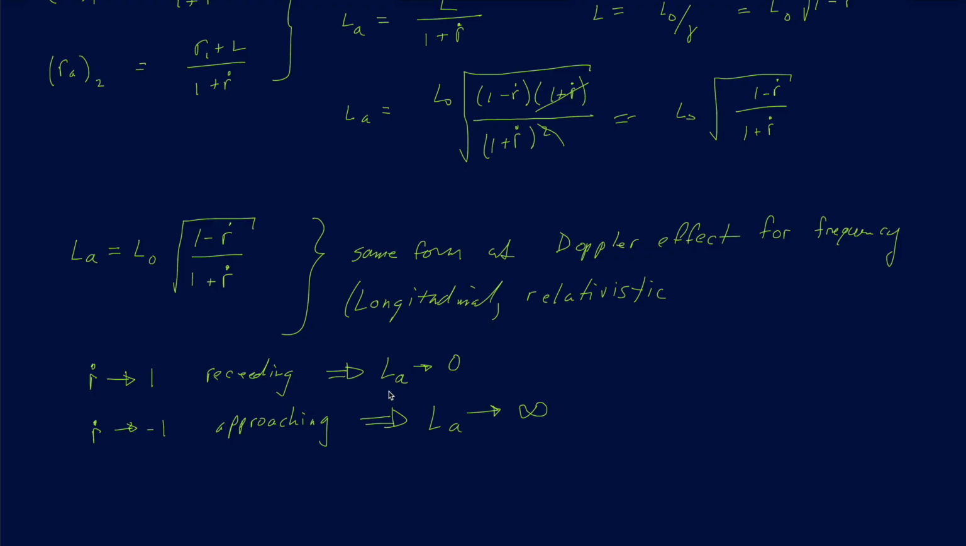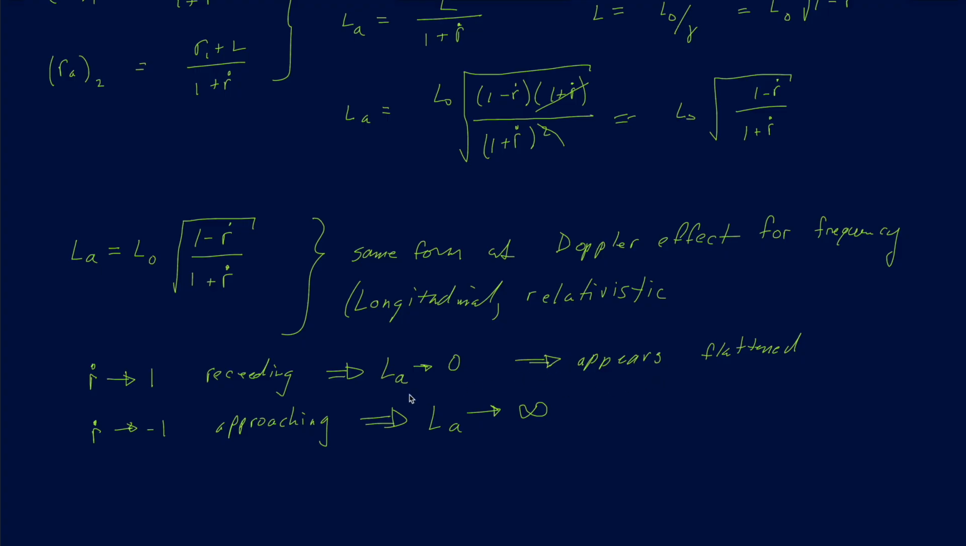So let's talk about this result here first. L apparent goes to 0. So again, this is for the case of a receding source. That is to say, a point source that is moving away from you, the observer, at some very considerable velocity, very near the speed of light. Okay? So the question is, what does this mean? It means that the object appears flattened. Okay? That's what this is all about.